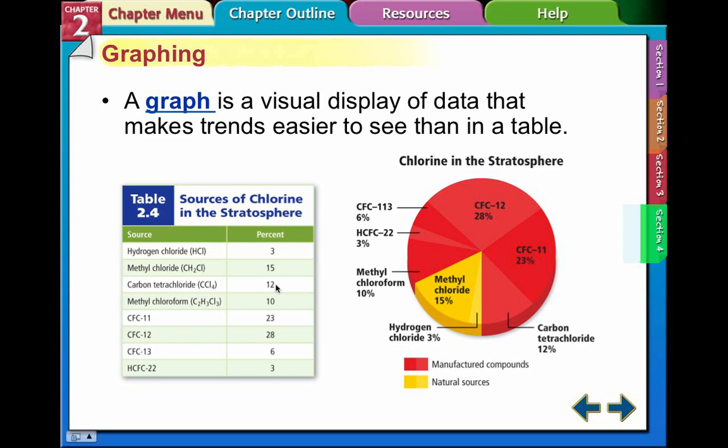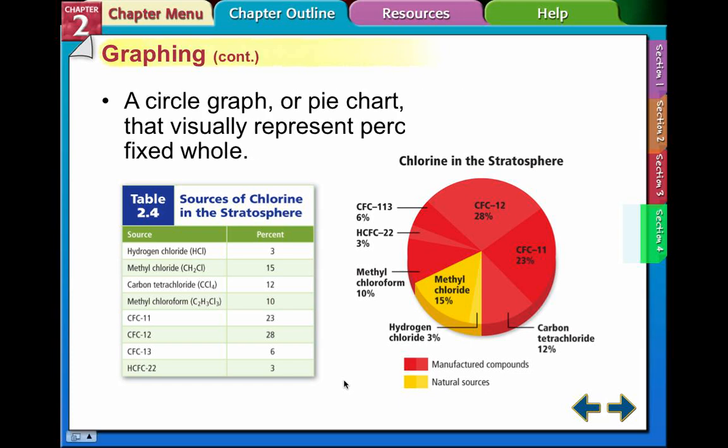So you can see here, this is your data table, and they have put it in a graph, and it is much easier to analyze what is going on. Okay, a circle graph or a pie chart has wedges that visually represent percentages of a fixed whole, so it is out of 100%.